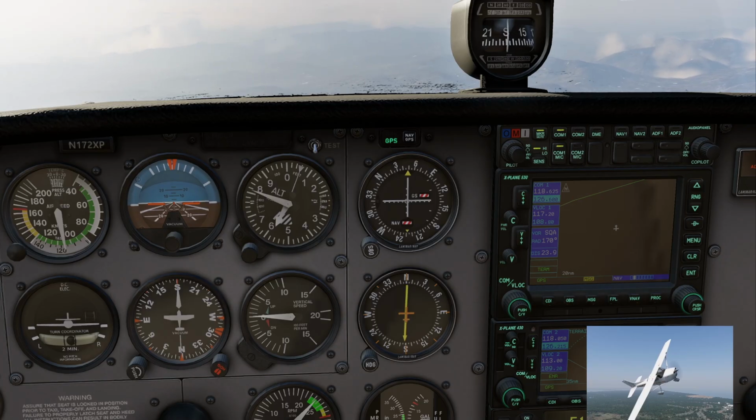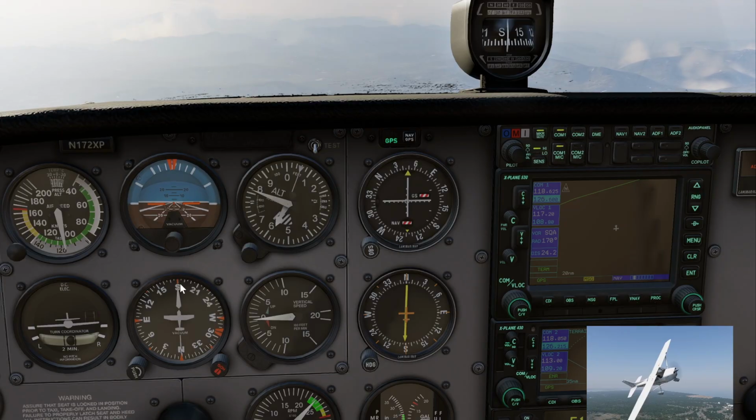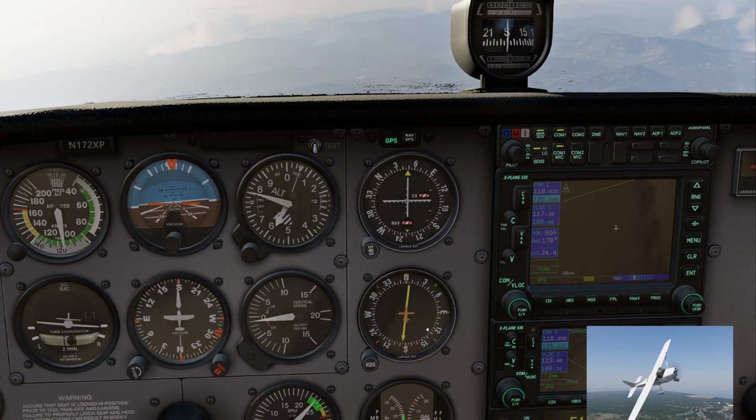Flying south, away from the station, away from the airport. Okay, there it is. See that? 0 degree correction. But if we continue this, we're going to get blown off course. So I'm going to turn in the direction of the wind by 10 degrees. So let's do a right turn to 190.